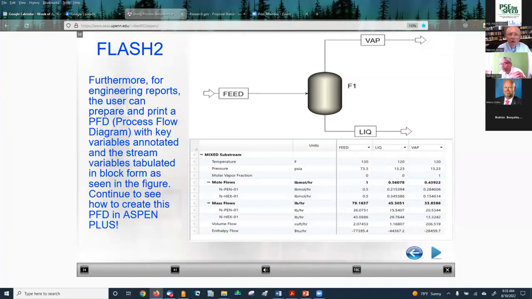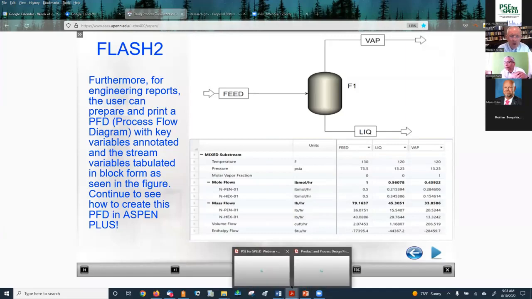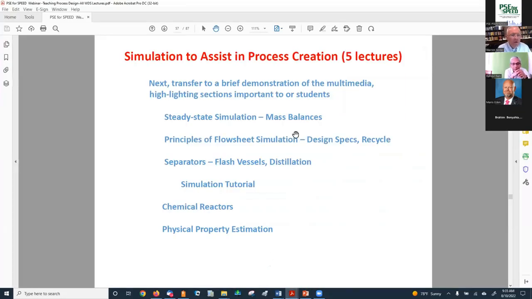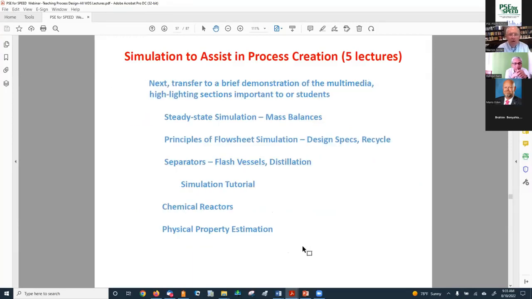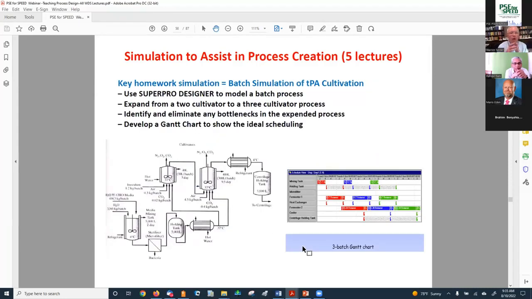Okay, what I'm going to do now is jump away from this and come back to this quickly. So we've just gone through this demonstration. For you, when you're looking at this later, there are the URLs for the Aspen multimedia and for the HYSYS Unison multimedia. Okay, one last thing. Okay, I don't have time to go over this with you now.